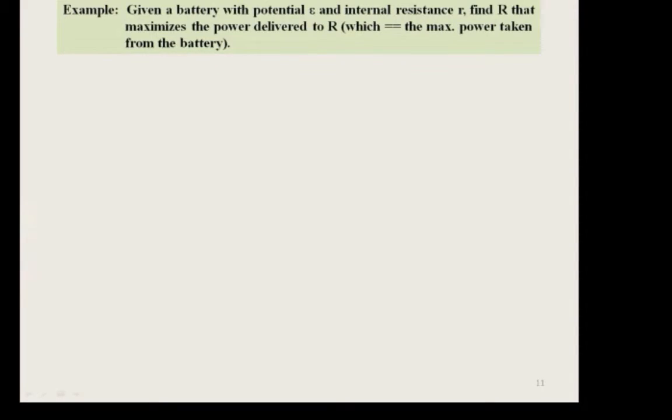Well, let's look at an example. This has to do with the power delivered to a resistor from a battery. Imagine you have a battery and it has a potential epsilon. We use this notation for EMFs, but we can also use it for potential. And the battery also has an internal resistance, little r. And what we want to do is find the load, capital R, that maximizes the power delivered to capital R. This is equal to the maximum power taken from the battery.